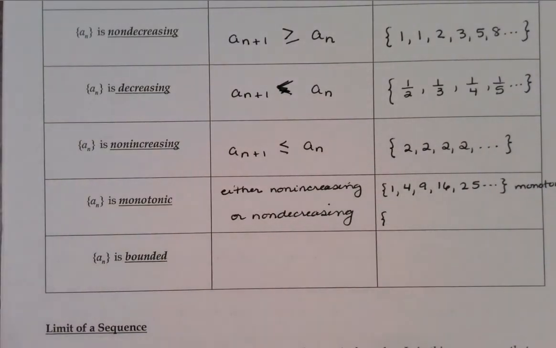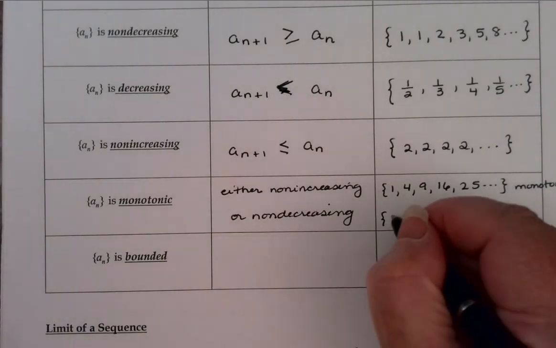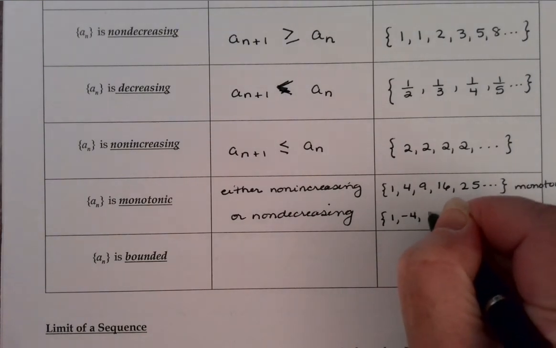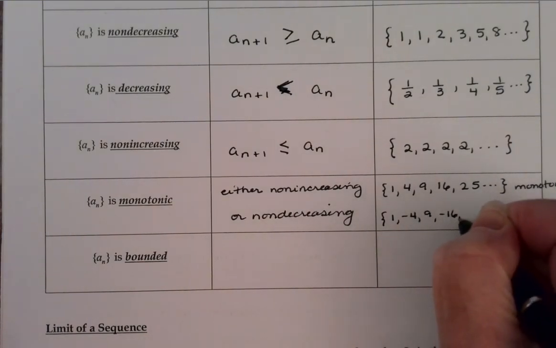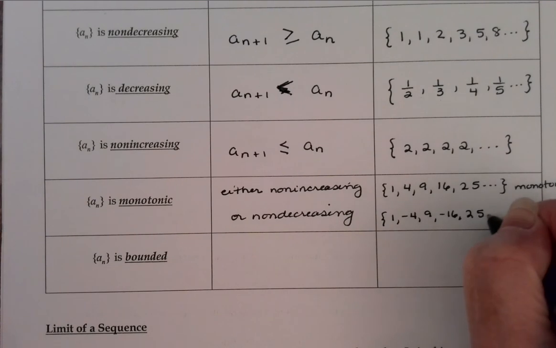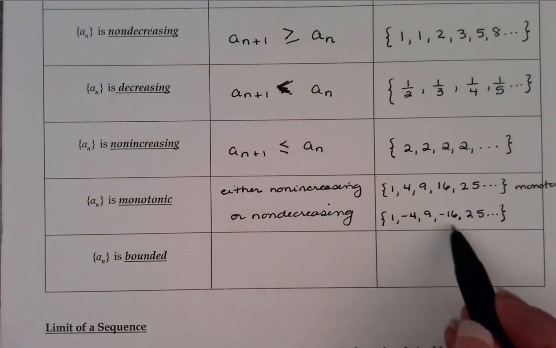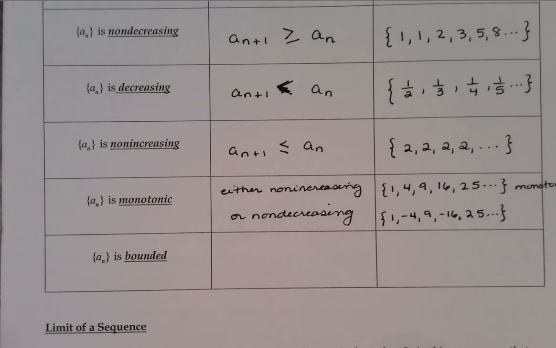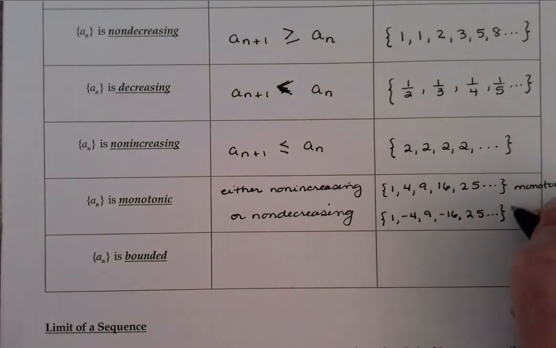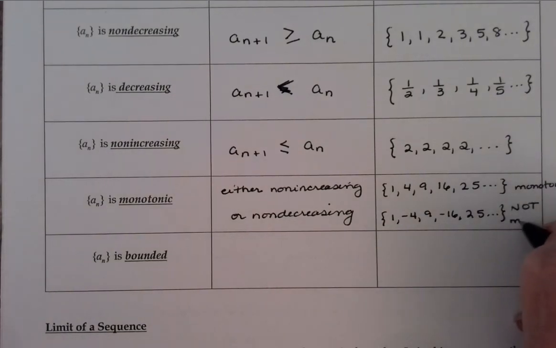Notice that if I made this into an alternating sequence, 1, -4, 9, -16, 25, and so on, now it is not monotonic. It goes down and up, right? Doesn't always go in the same direction. Not monotonic.